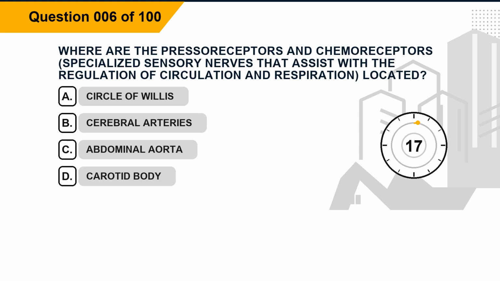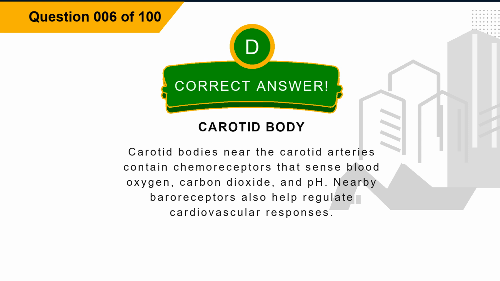Question 6. Where are the pressoreceptors and chemoreceptors, specialized sensory nerves that assist with the regulation of circulation and respiration, located? Option A, circle of Willis. Option B, cerebral arteries. Option C, abdominal aorta. Option D, carotid body. The correct answer is option D, carotid body. Explanation. Carotid bodies near the carotid arteries contain chemoreceptors that sense blood oxygen, carbon dioxide, and pH. Nearby baroreceptors also help regulate cardiovascular responses.